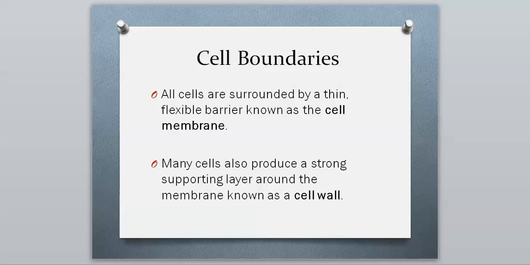So all cells are surrounded by a thin, flexible barrier known as the cell membrane. This is one of our characteristics that every single cell has in common. And many cells also produce a strong supporting layer around the membrane known as a cell wall. Two of the main ones being fungi and plants, and there are some others. But again, cell membrane, all cells have one of those, and then many cells have a cell wall. So not every single cell will have a cell wall.